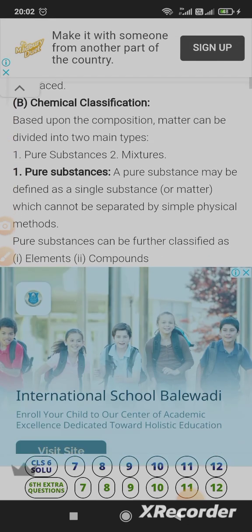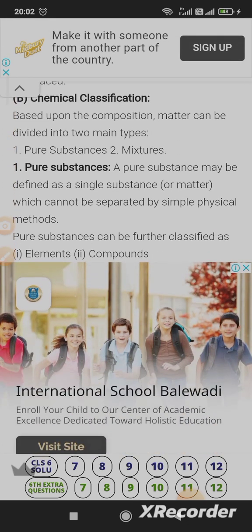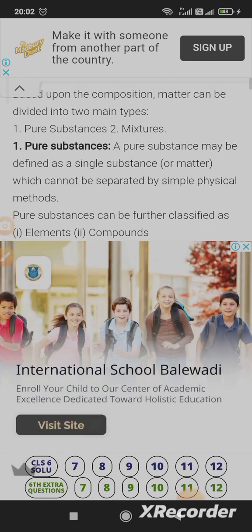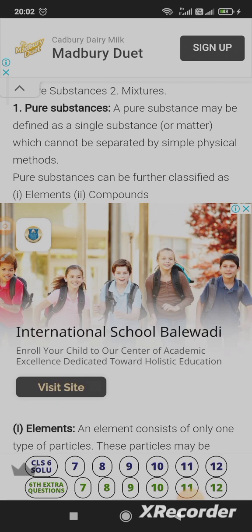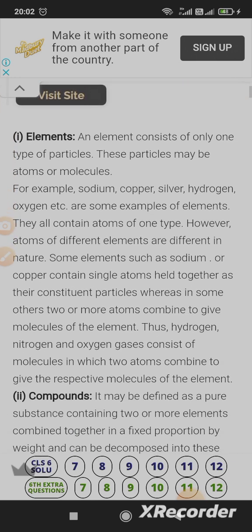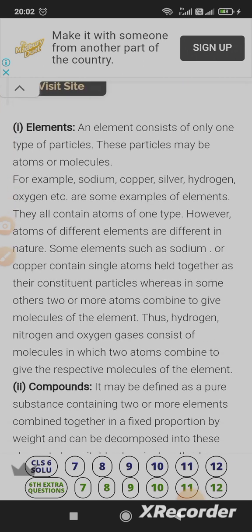Chemical classification. Based upon the composition, matter can be divided into two main types: pure substances and mixtures. Pure substances: a pure substance may be defined as a single kind of matter which cannot be separated by simple physical methods. Pure substances can be further classified as elements and compounds. An element consists of only one type of particles. These particles may be atoms or molecules.